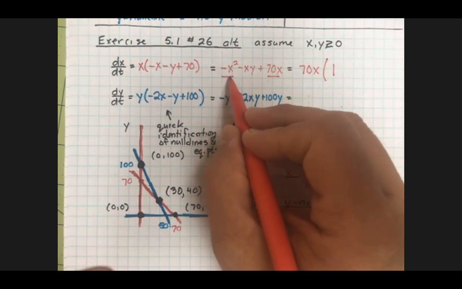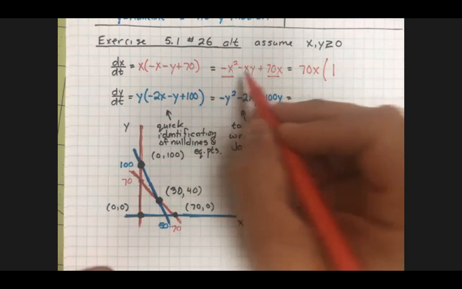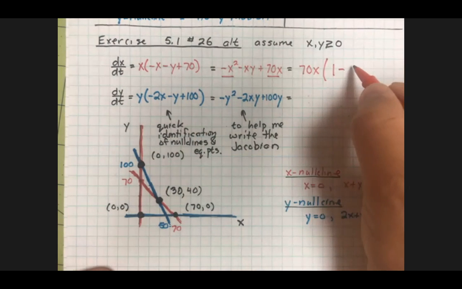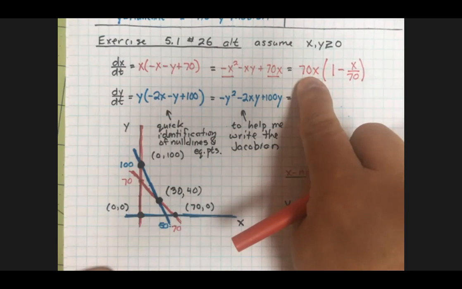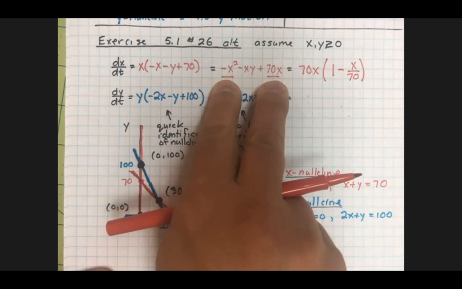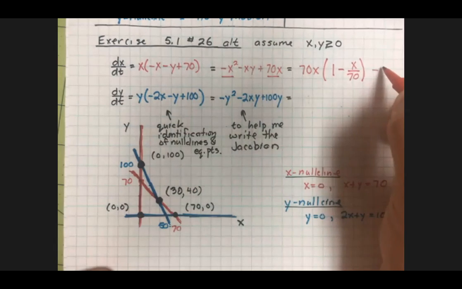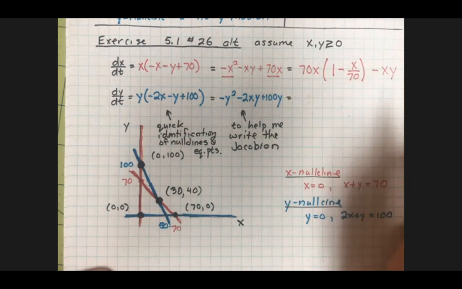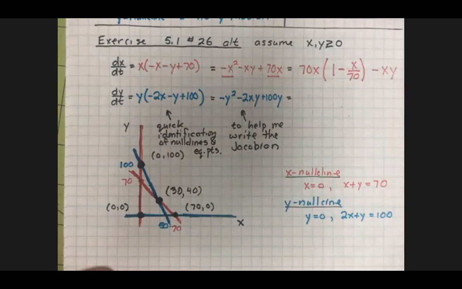You say, well, you're crazy. You can't remove it. It's not there. There's an x, but there's no 70. Well, I can deal with that. Just divide by 70. Now, isn't 70x times this equal to the first piece and the third piece? Yes. This middle piece is tagging along on the end. I should have had it on the end when I wrote that the first time.